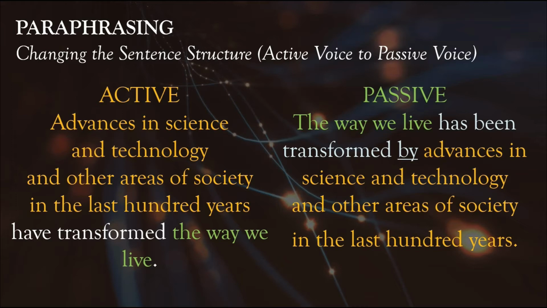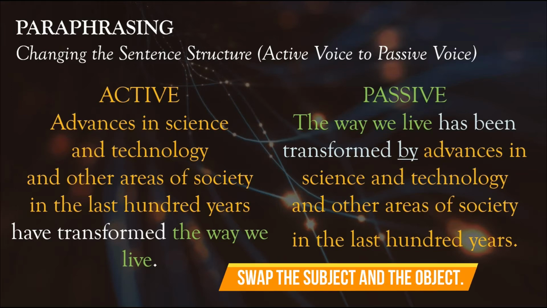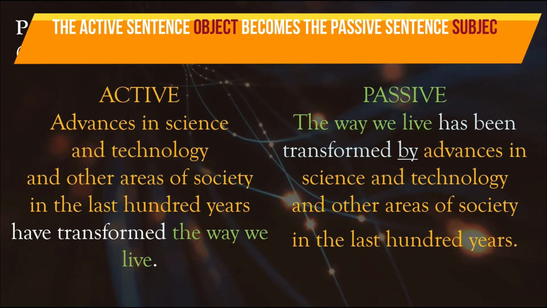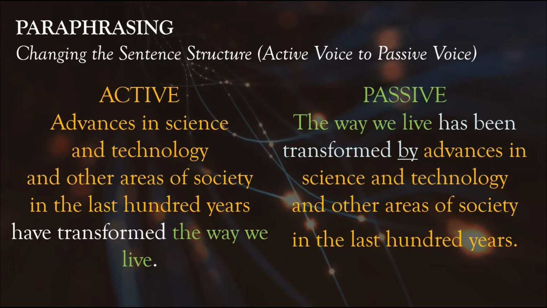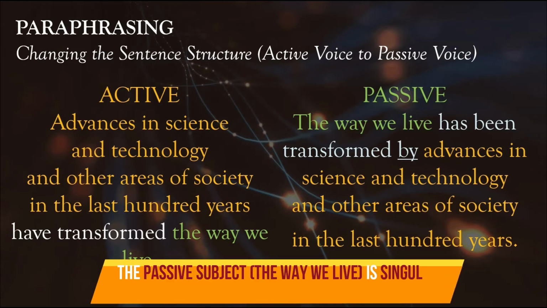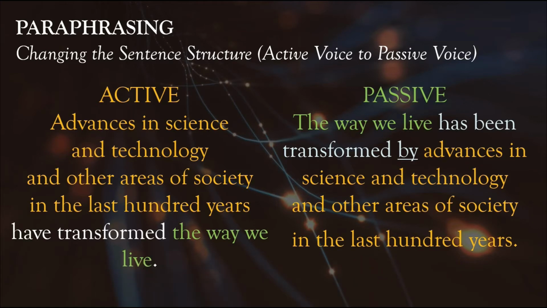So we've swapped the object and the subject. So now the passive voice starts with the object, so it's now the subject, and then the subject becomes the object. And then our verb have transformed was used in the passive voice because we've got the way we live as our subject.